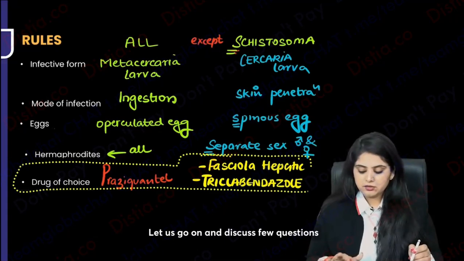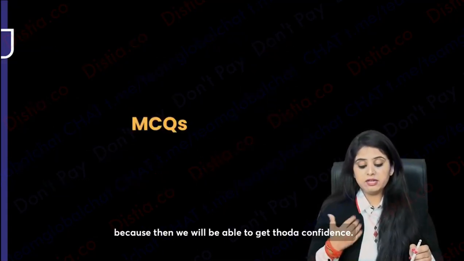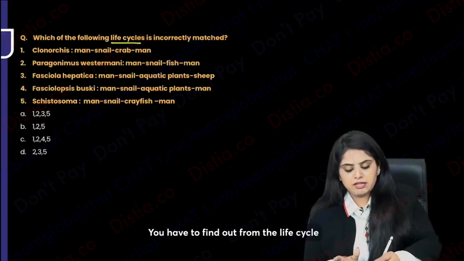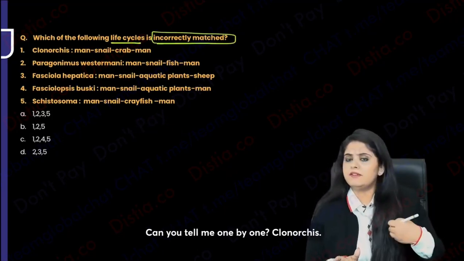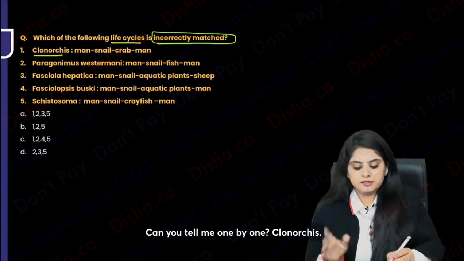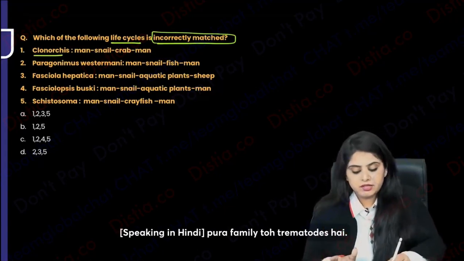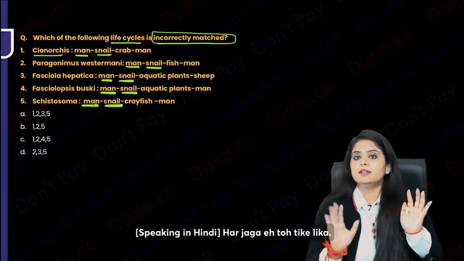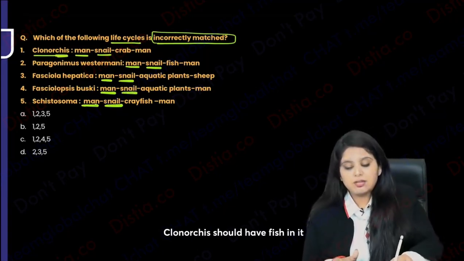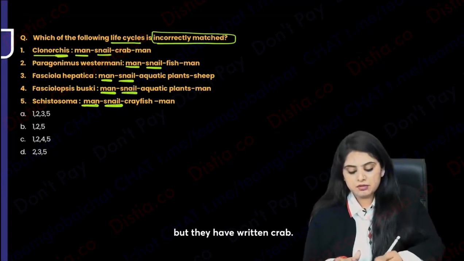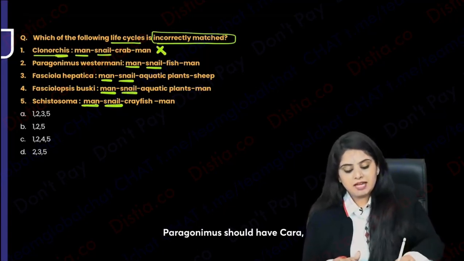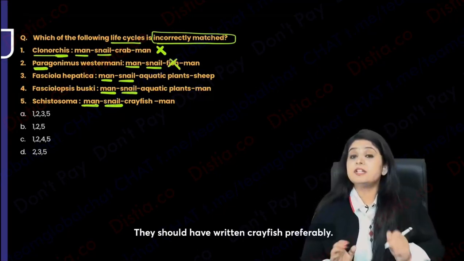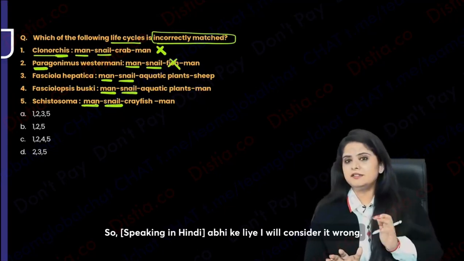Okay, let's move forward. Let's go on and discuss a few questions, because then we'll be able to get a little confidence. Let's start. The first is my favorite. You have to find out from the life cycle which of them is wrongly matched. Can you tell me one by one? Clonorchis. See, firstly, you'll say, ma'am, the whole family is trematodes. Man, snail, man, snail, everywhere this is written correctly. Let me read forward after it. Clonorchis should have fish in it, but they have written crab. So this is wrong. Okay. Paragonimus should have crayfish or crab. Only fish is written? They should have written crayfish preferably. So for now I'll consider it wrong.